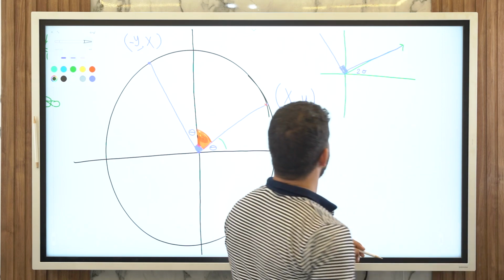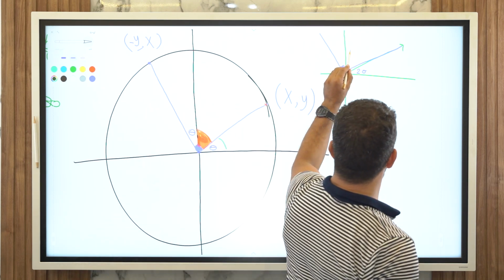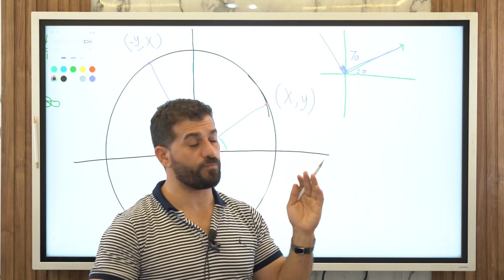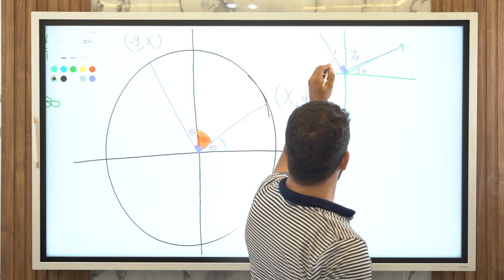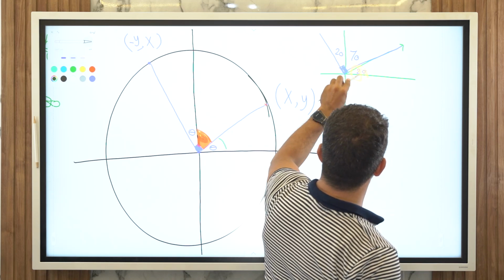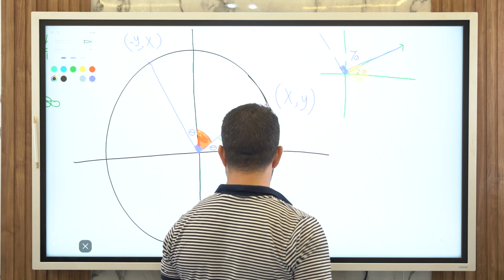Okay, are they with me? They are two perpendicular lines. So this angle is going to be what? 70, because x and y are two perpendicular lines, the x-axis and the y-axis. And this angle is going to be what? 20. So what I want to say is that this angle is theta and this angle is theta. They are the same here.